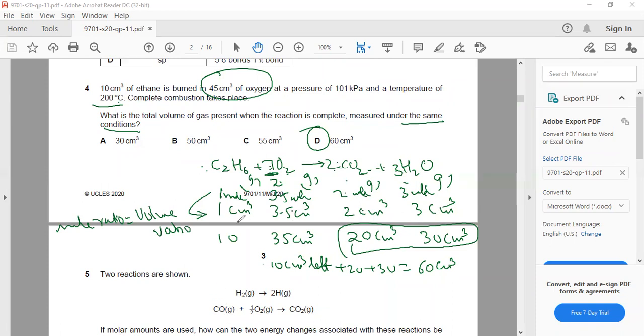Got it? So 1 cm cube requires 3.5 cm cube according to the equation, 2 cm cube and 3 cm cube. So if it is 10, it will require 35, it will form 20, it will form 30, because we are given 10 cm cube ethane. So 50 cm cube product plus 10 cm cube oxygen remaining, because oxygen was 45. So total volume is 60. So 30, 20 plus 10 oxygen remaining, 60. Got it?